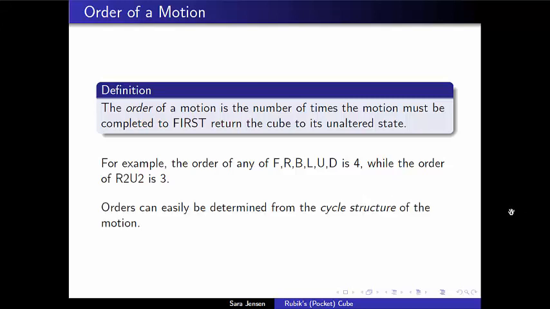Now, what we'll start to cover in the next video is this mechanism we have for determining precisely what the order of a move is, and we're going to determine that from what's called the cycle structure of that motion, which is born out of the tabular notation that we considered previously. That will be the subject of our next video.